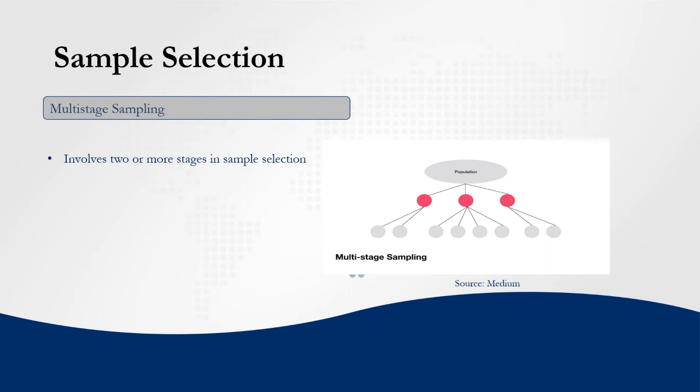So that would be a multi-stage. In this case, it's a two-stage. At the first level, we are selecting schools. At the second level, we are selecting the actual units we are interested in, which are our learners.